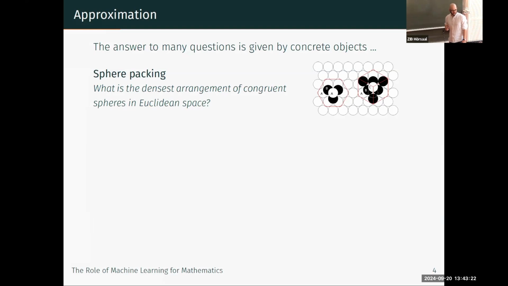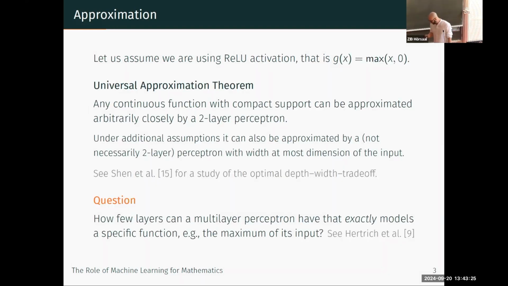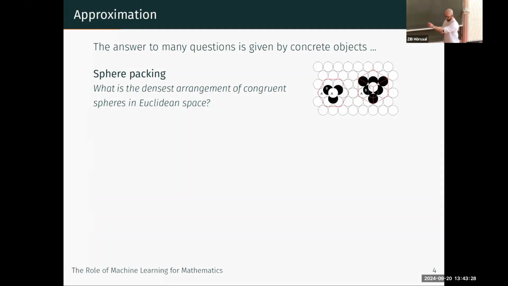So the question is, can we use this universal approximation theorem or this property? I want to demonstrate that you can, for a particular set of problems in mathematics, where the answer is given by a concrete object. There are some questions in mathematics where, if you can just give a concrete combinatorial or geometric object, then everyone will immediately believe you. For example, sphere packing. What is the densest arrangement of congruent spheres in Euclidean space? Very tough problem. But giving a lower bound can be easily done by explicitly describing such a packing. So this is a very concrete object.